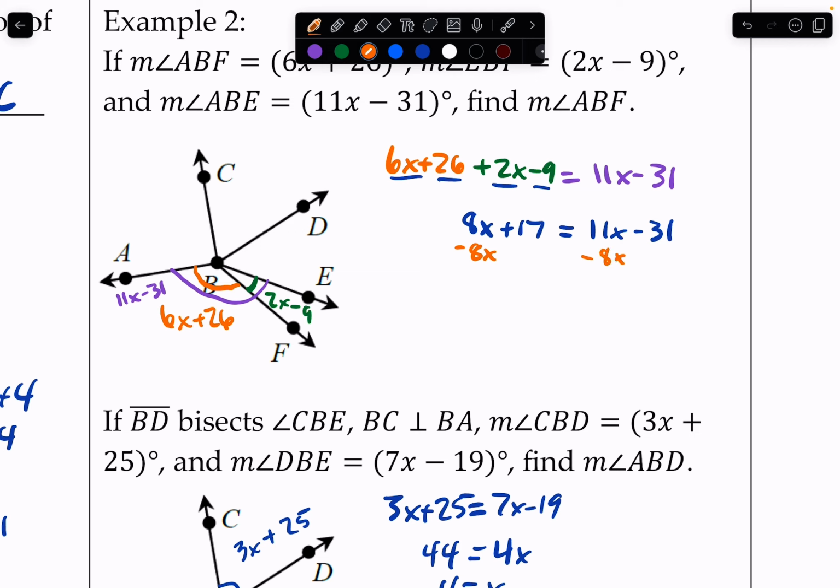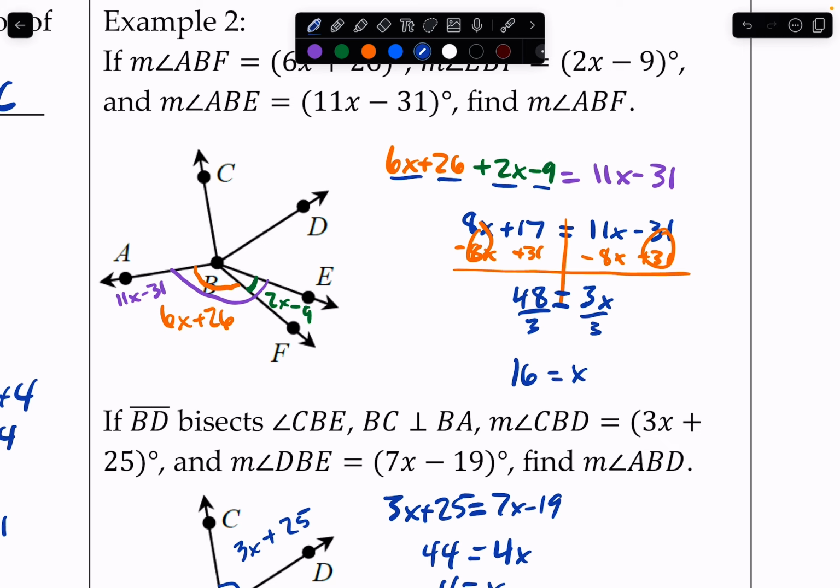Again, I'm going to set this up algebraically, with all the x's on one side and all the constants on the other. So I'm going to subtract 8x, so that over here I have 0, and over on the right side I've got 11 minus 8, which is 3, so 3x. And then I'm going to add 31 on this side. Negative 31 plus 31 is going to cancel out. 17 plus 31 is 48. I'm going to divide both sides by 3. And I do believe that equals 16. So 16 equals x.